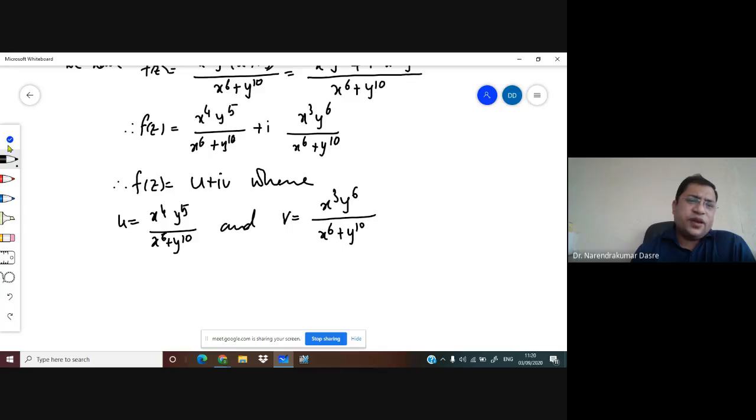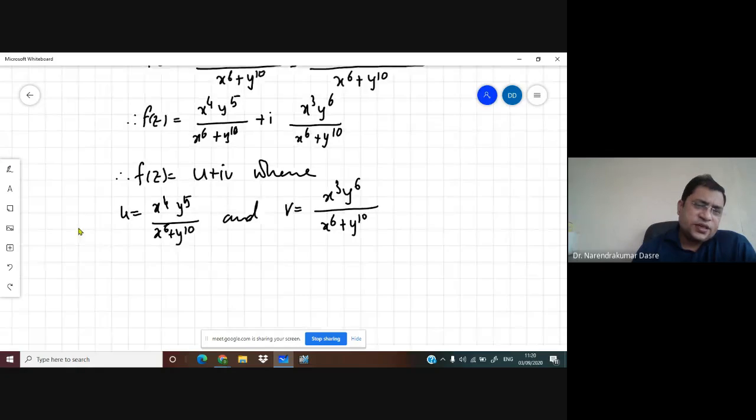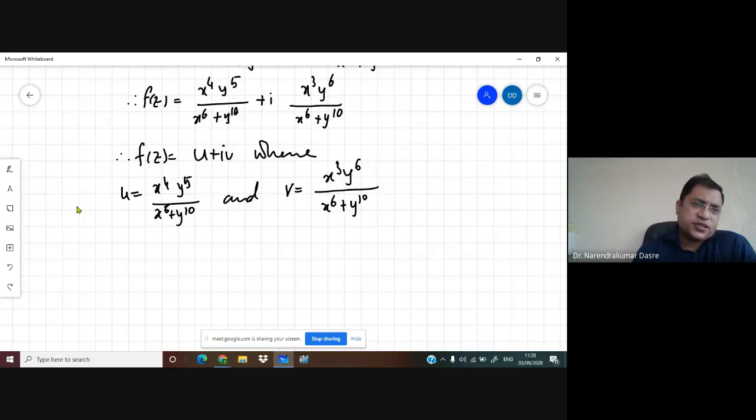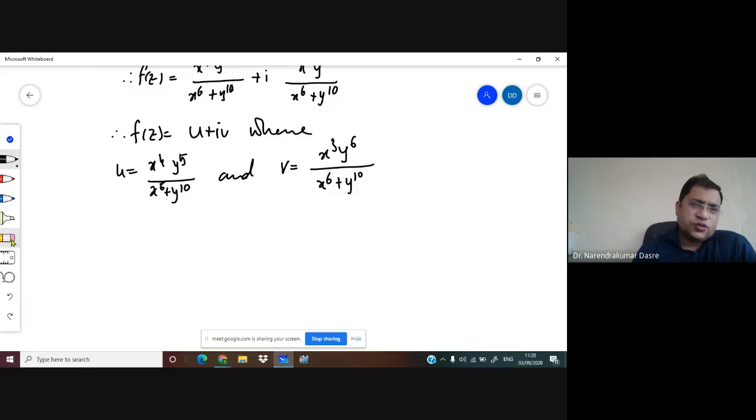So this is u and v, and now we have to test the second step. So we have to test the CR equations. So we'll see whether the CR equations are satisfied or not. Okay, so to satisfy the CR equations, first we need to find the first order derivative. So consider ∂w/∂x. So what will we be having?